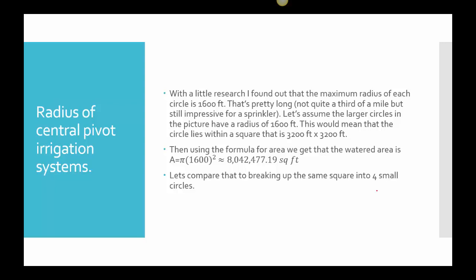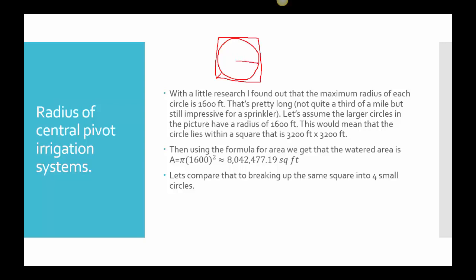So let's assume the larger circles in the pictures that I found had a radius of 1,600 feet, and this would mean that the circle lies within a square that would be 3,200 feet by 3,200. How did I get that? So let me draw you a little thing. This is going to be really an awful drawing because I'm not a good drawer, but you're thinking I have this circle. I'm doing really better than I expected to right now.